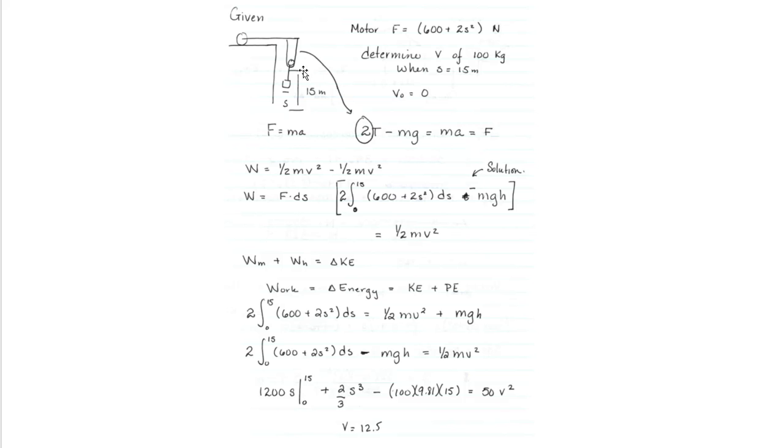So we've got to use our force diagrams. Because of the way this system is, with a pulley, we're going to have 2 times the tension minus the weight of our object equal to the mass times acceleration, which is going to equal the force. Now the work is just going to be our change in kinetic energy. The work is also our dot product.